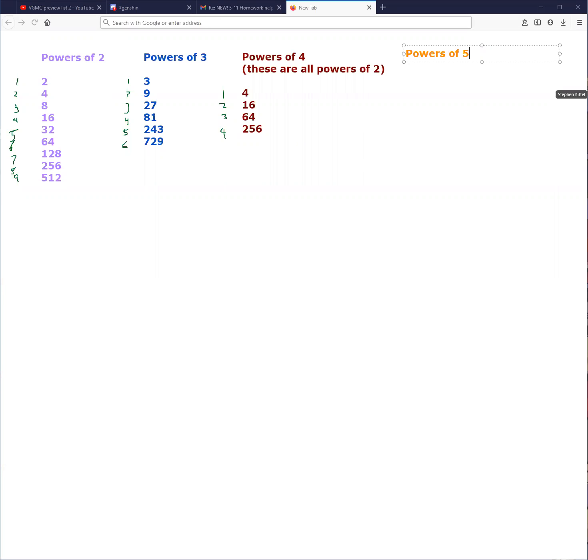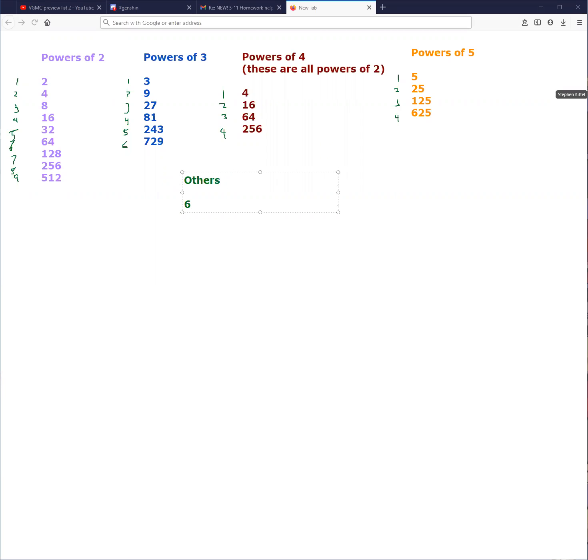And then powers of 5. Go 5, 25, 125, 625. And after that, I don't think it's reasonable to know them. So 1, 2, 3, 4. Those are the powers involved. And then let's just rattle off a list of some others.